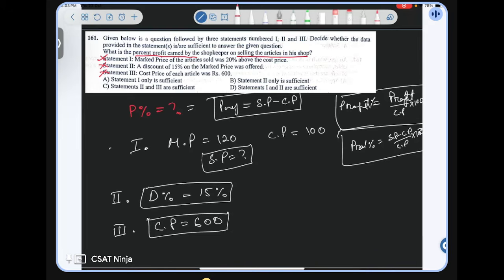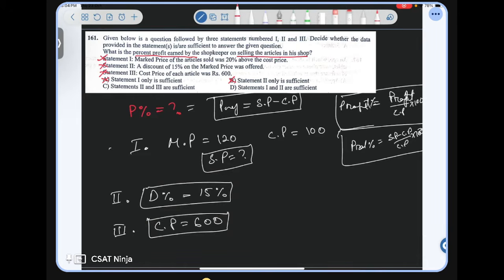So let us do some option elimination here. Option A is not the answer because 1 alone is not sufficient. Statement number 2 is also not the answer because statement number 2 alone is not sufficient to answer. Statement number 3 is 2 and 3 sufficient to answer? You look at statement number 2. Statement number 2 says what? There is a discount. And statement number 3 says what? This is the cost price.